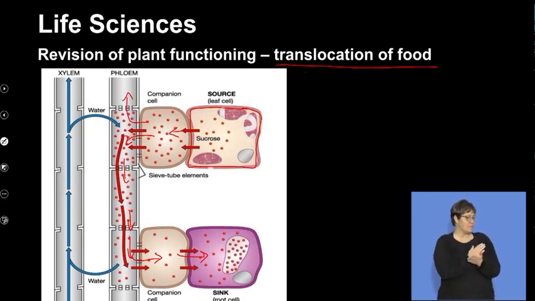Sometimes, if a flower or a fruit is being made, the leaves make food and they send it up to the fruit in the phloem. And that's why you have companion cells, so that if necessary, the sugar can be moved up into the fruits.